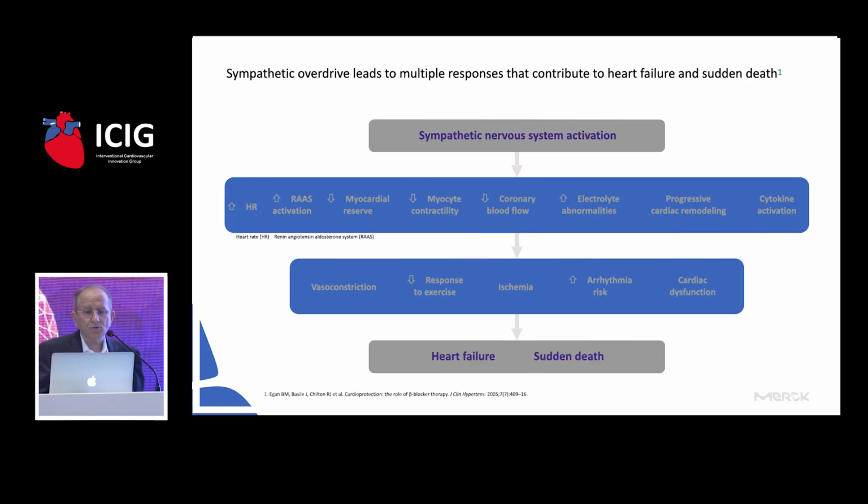Sympathetic overdrive leads to multiple responses that contribute to heart failure and sudden death. With sympathetic nervous activation, there will be an increase in heart rate, increase in the renin, angiotensin, aldosterone system activation, reduction in myocardial reserve, reduction in myocyte contractility, reduction in coronary blood flow, electrolyte abnormalities, progressive cardiac remodeling, and cytokine activation, eventually leading to vasoconstriction, ischemia, increasing arrhythmia risk, cardiac dysfunction, and the possibility of heart failure and sudden death.